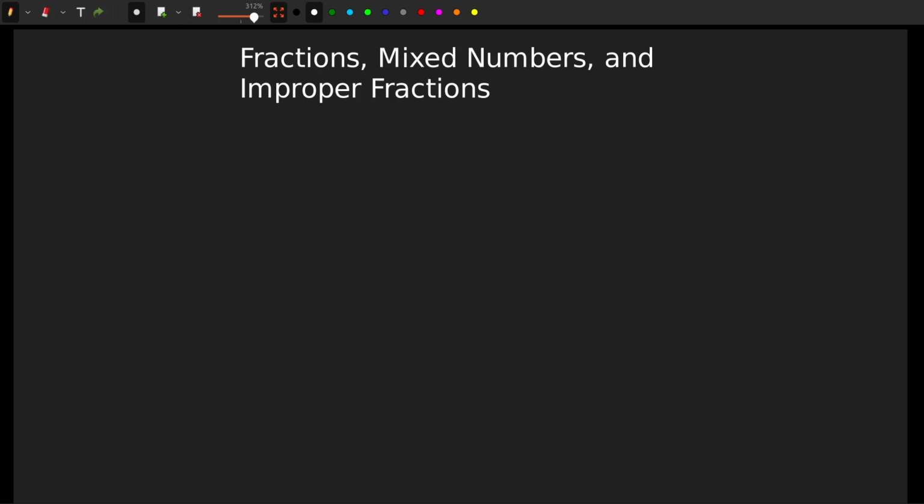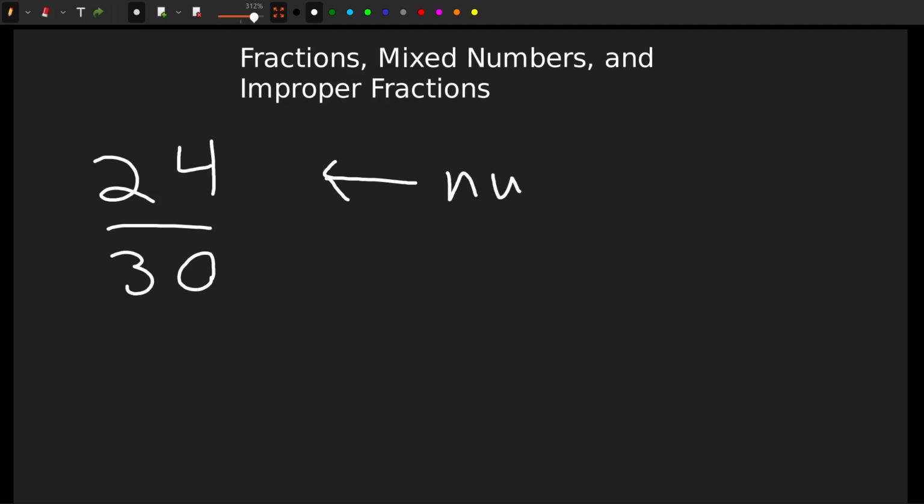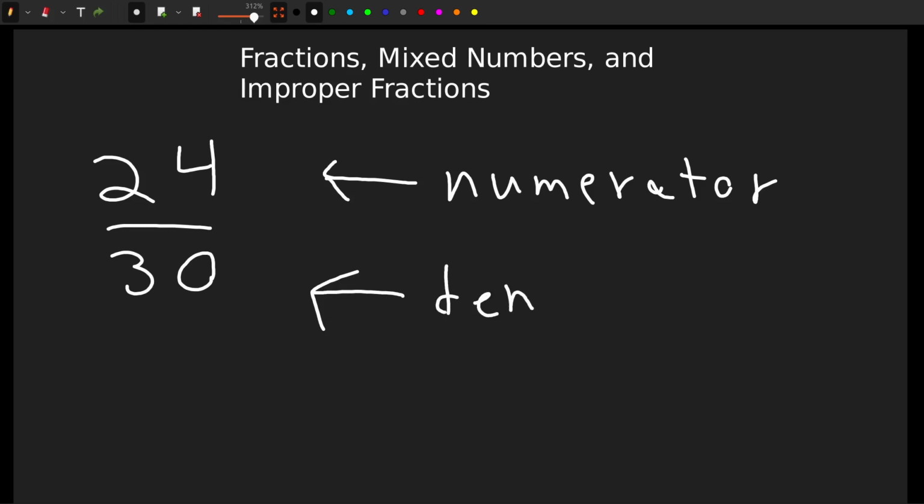Okay, so a fraction is a part of a whole. And usually they're composed of a numerator and a denominator. For example, 24 over 30 is a fraction, where the top number is the numerator and the bottom number is the denominator. Assuming I can spell correctly.